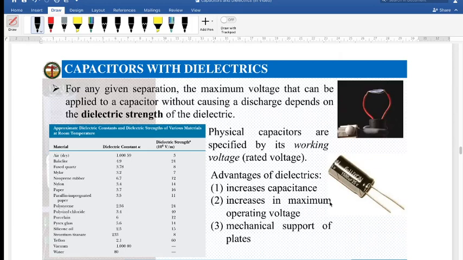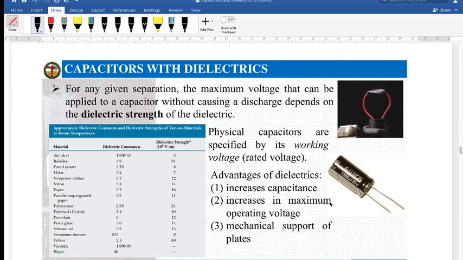Again, our first advantage is it will increase capacitance. Second, it will increase the maximum operating voltage. So, meaning that it can handle higher electric fields before breaking down. Okay, it can handle higher electric fields. So, the operating voltage is high.